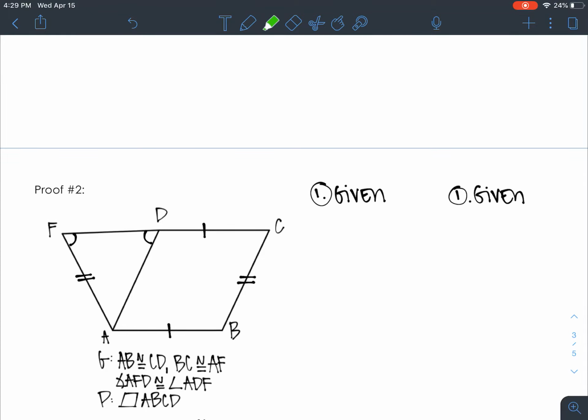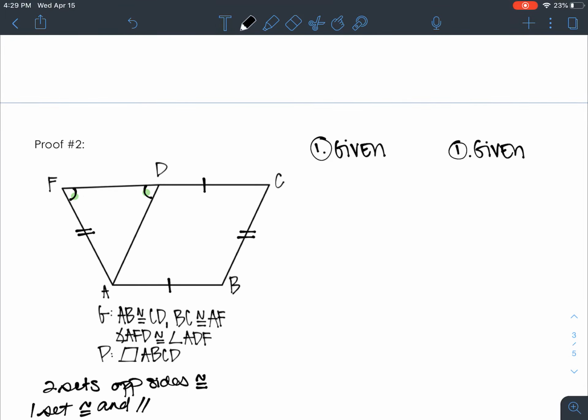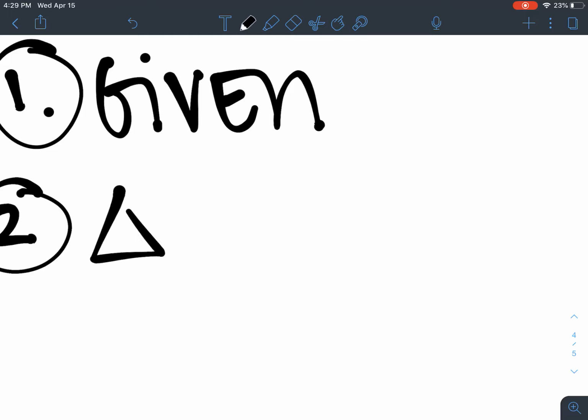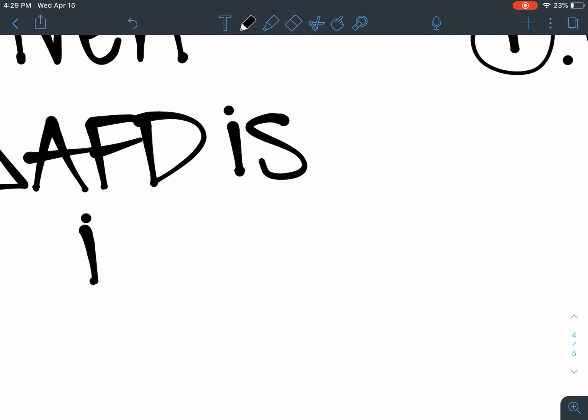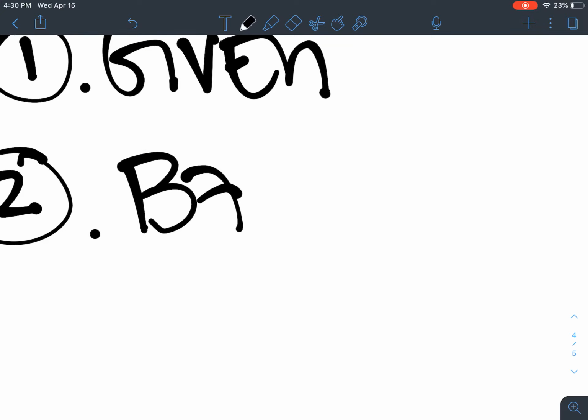So what I want you guys to look at is this triangle right here. What do you guys notice about it? What you should know is that you have a triangle with 2 base angles that are congruent. So what does that make that triangle? Well, the base angles theorem, guys, says that if the base angles of a triangle are congruent, then the triangle is isosceles. So what I'm going to state next is that triangle AFD is isosceles. And that's by the base angles converse.